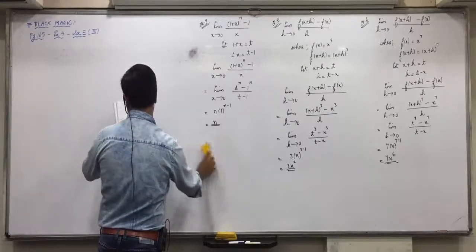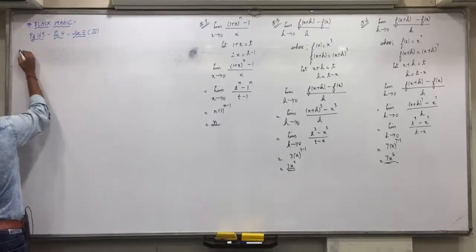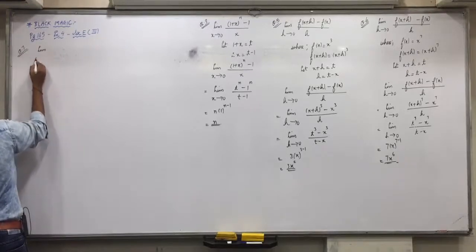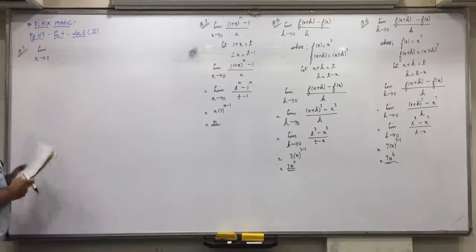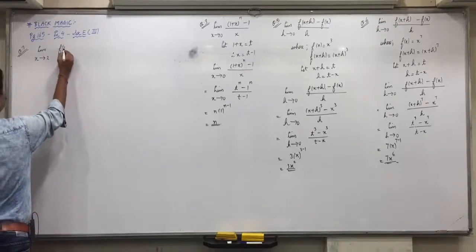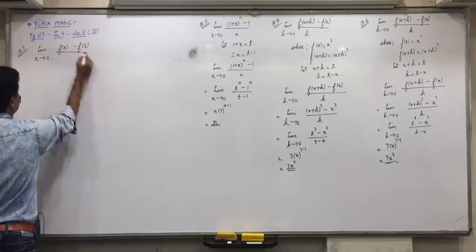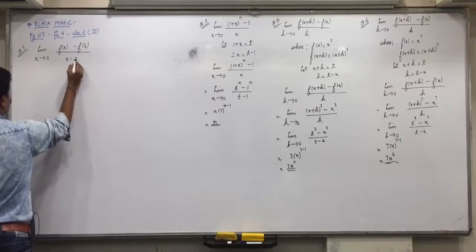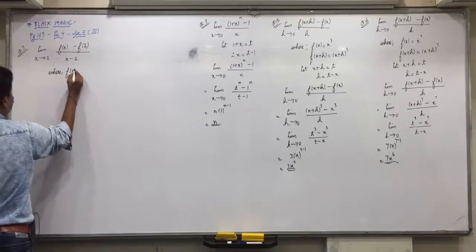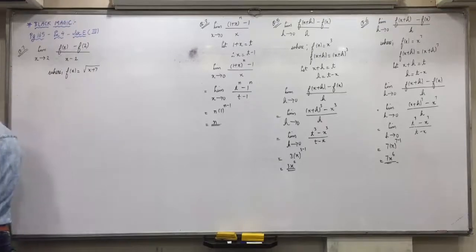Now which one is remaining? Okay, first let us complete 7. Look at question 7. Limit x tends to 2, f(x) minus f(2) upon x minus 2, where f(x) equals root of x plus 7.